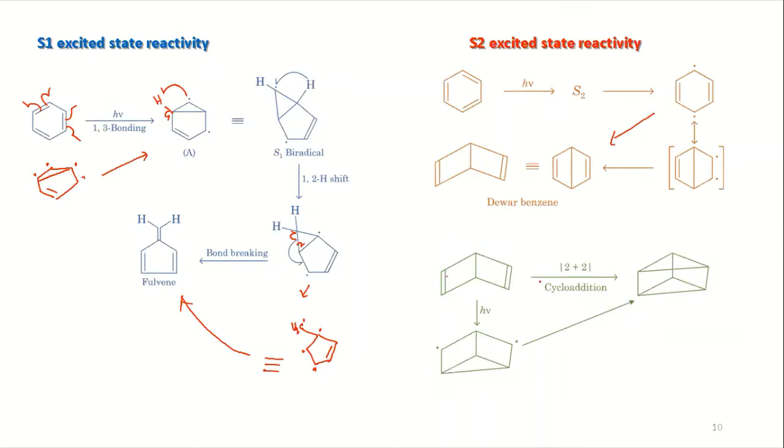Now let us look at what the dimer benzene can do further. You have 2 plus 2 cycloaddition under photochemical conditions. You have two double bonds, so they can undergo a 2 plus 2 cycloaddition reaction, and you will be generating this as your substrate. Now let us look at how this knowledge can help to understand the isomerization of substituted benzene.